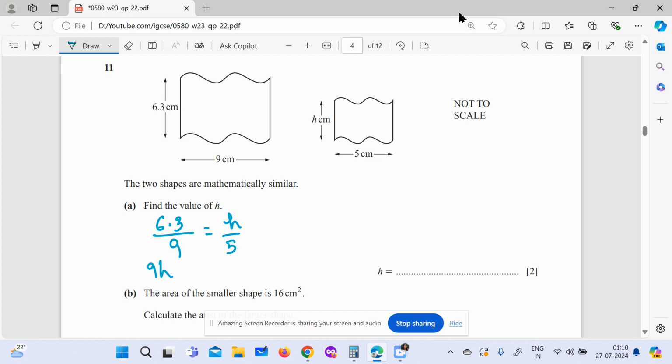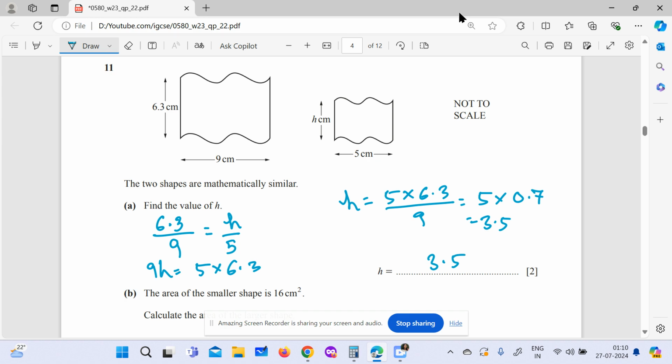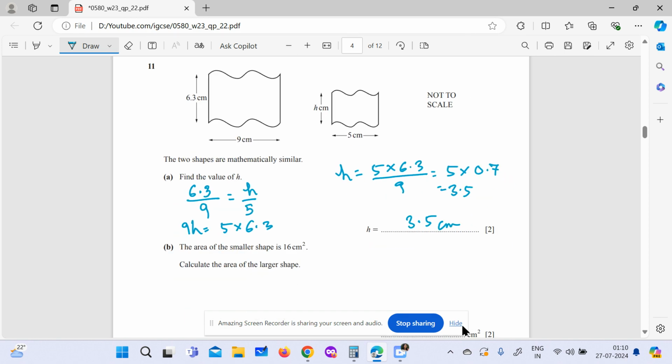You can cross multiply this and you get h equals 5 times 6.3 over 9, which is 5 times 0.7, that is 3.5. So we get here 3.5 centimeter. Now the next part of the question is: the area of the smaller shape is 16 centimeter square. Calculate the area of the larger shape. We have to find the area of this shape.